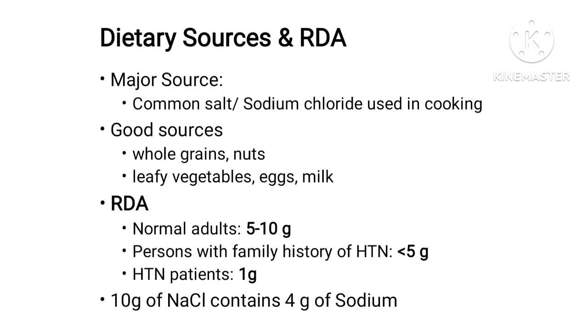So what is the RDA, recommended dietary allowance, sometimes called recommended daily allowance? For normal adults, 5 to 10 grams of sodium has to be taken in the diet, and the quantity should decrease in persons with a family history of hypertension, because when persons have a family history of hypertension, they tend to become hypertensive.